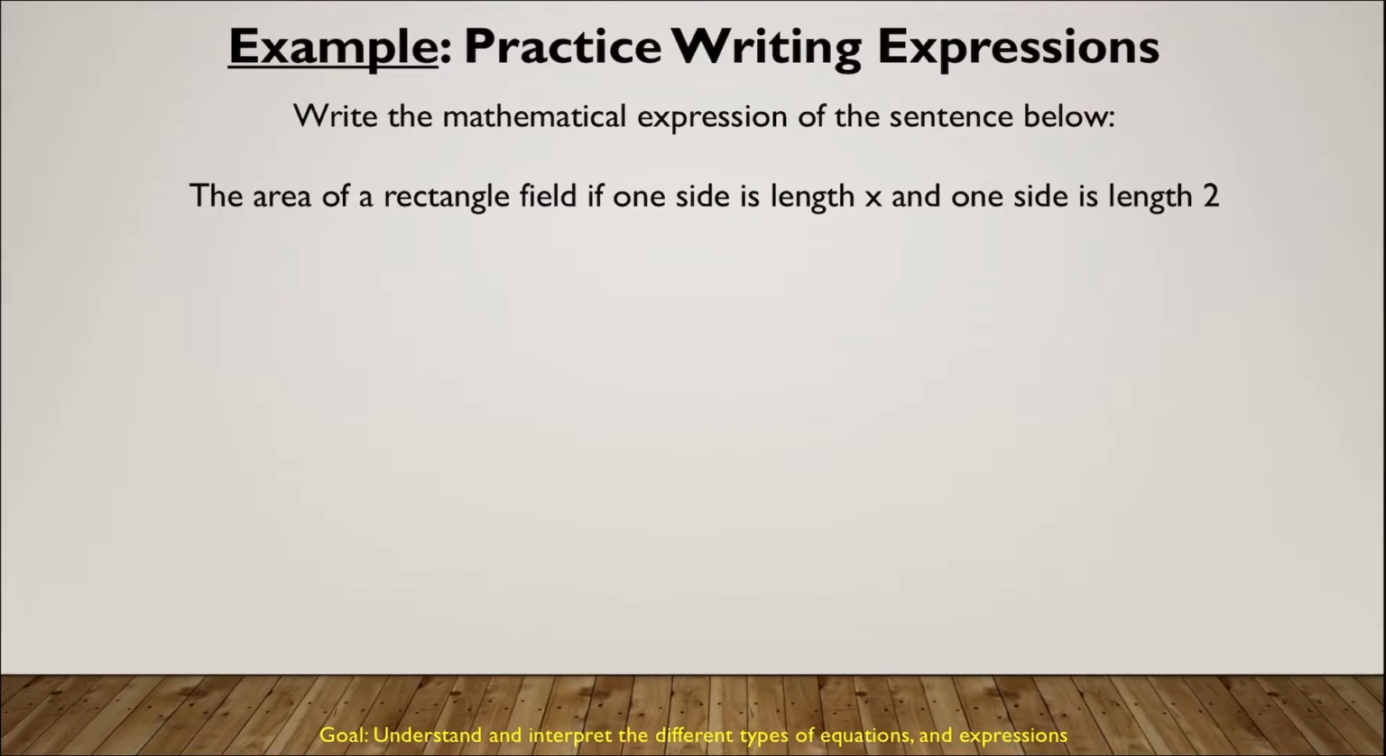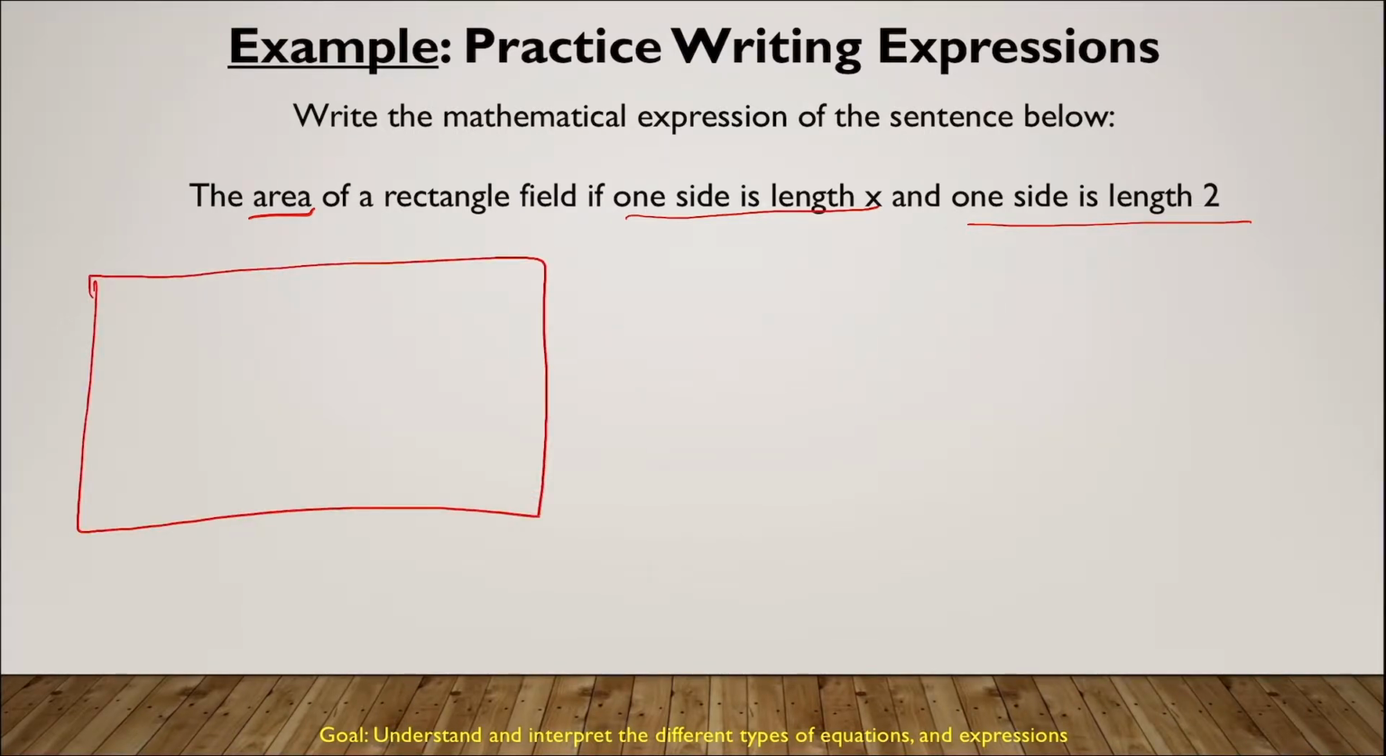So write the mathematical expression of the sentence below. The area of a rectangular field if one side is length x and one side is length 2. So I'm looking for area when one side is length x and one side is length 2. So I'm going to draw this picture out. Anytime we can, we're going to draw a picture. One side is length x, one side is length 2.